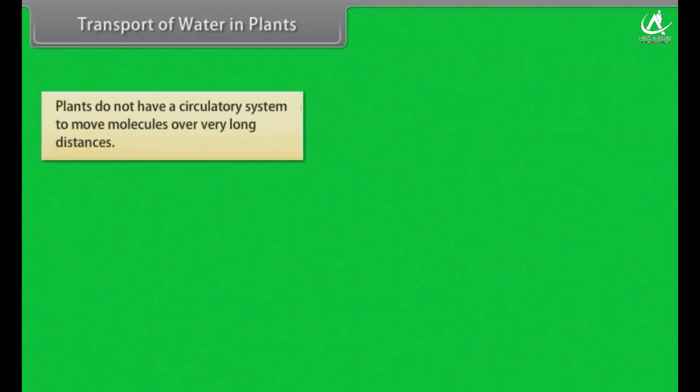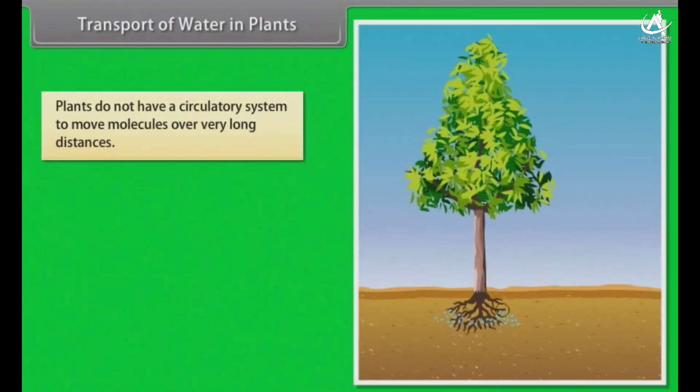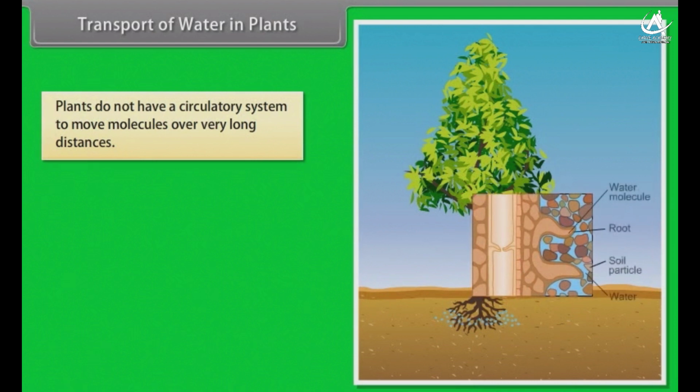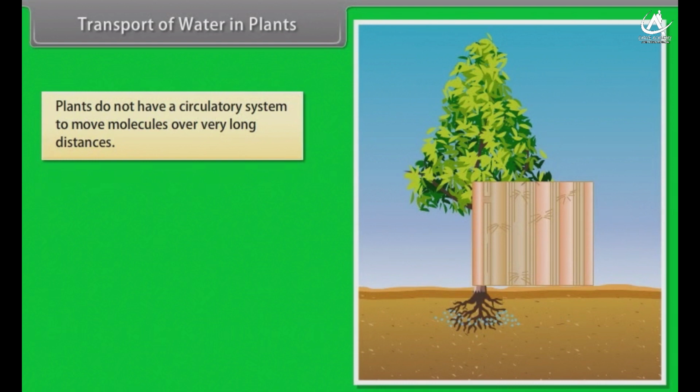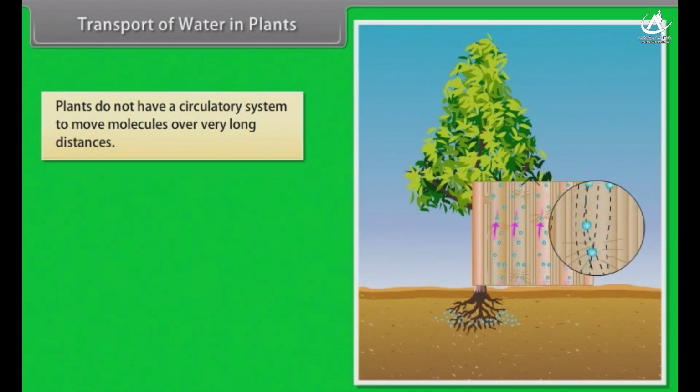Transport of water in plants. Introduction. All plants need to move molecules over very long distances. They also do not have a circulatory system in place. Water taken up by the roots has to reach all parts of the plant, up to the very tip of the growing stem. The photosynthates, or food synthesized by the leaves, have also to be moved to all parts, including the root tips embedded deep inside the soil.